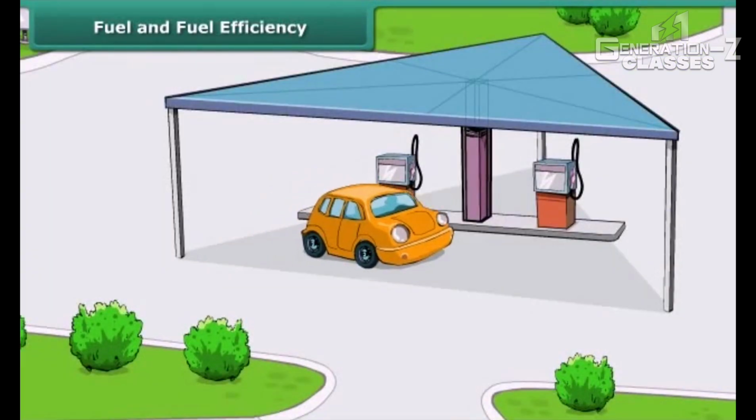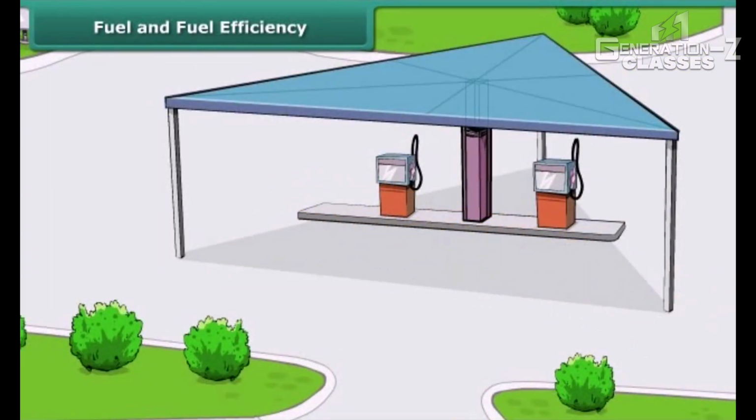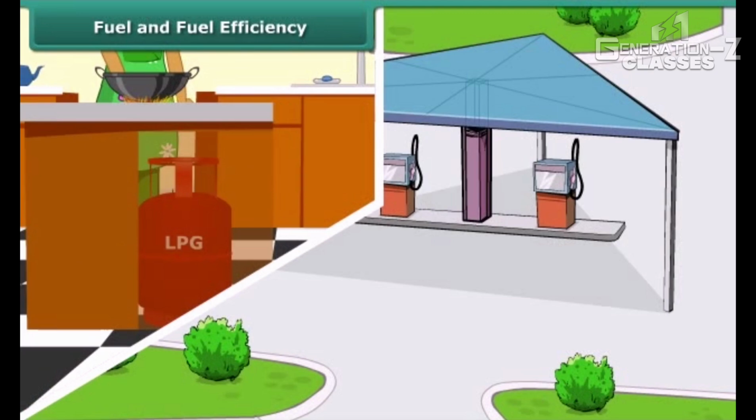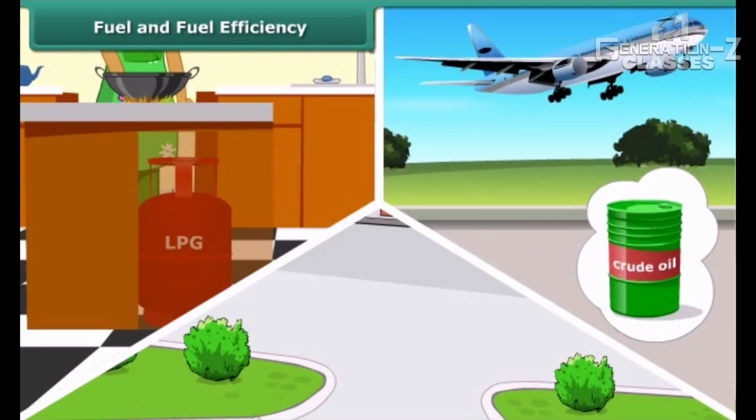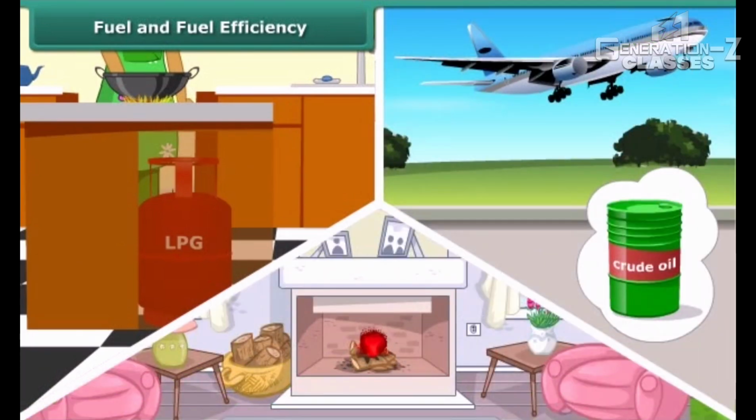Fuels are an important source of energy. We use petrol or diesel for driving a car, LPG for cooking food, crude oil for flying an airplane, and wood to provide warmth. All these are fuels. All fuels do not burn efficiently. Fuel efficiency is determined by its calorific value.